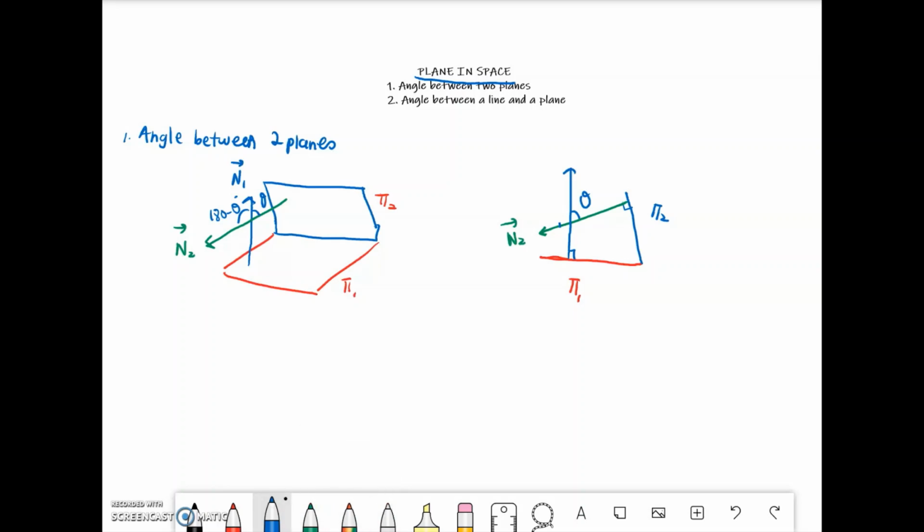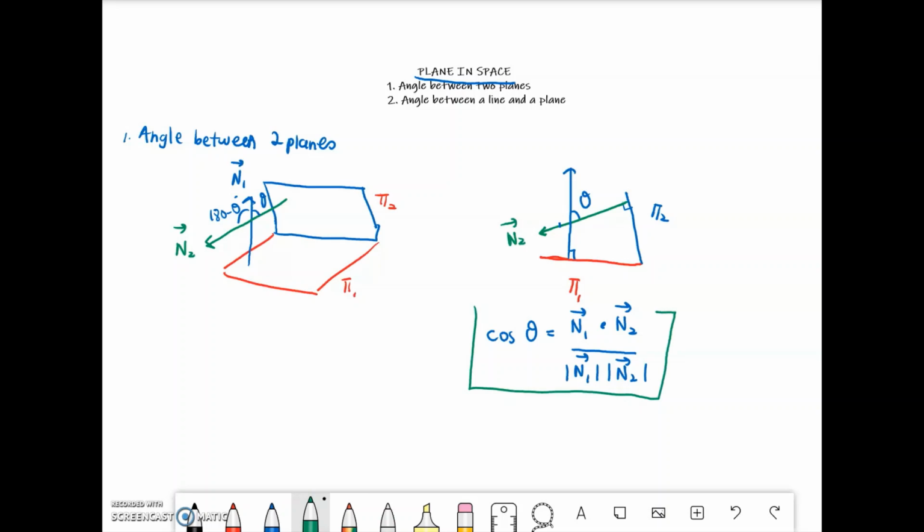To find the angle now, we can use the formula, which is cos theta equals the dot product of normal vector 1 and normal vector 2, divided by the magnitude of normal vector 1 times the magnitude of normal vector 2. So this is the formula to find the angle between two planes.